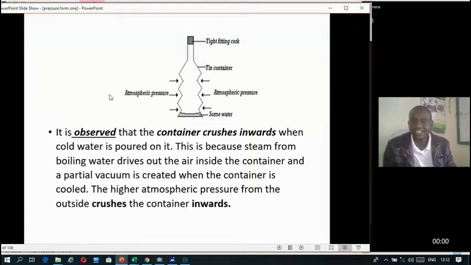So at first the shape is not crushed before you cool it, because in that gap there is steam. So pressure from inside is equal to the pressure from outside, which is actually atmospheric pressure. But during cooling, the vapor condenses and therefore forms water. Where it has been occupying space, there is vacuum. And therefore now the pressure inside is lower than the atmospheric pressure from outside. So the higher atmospheric pressure from the outside crushes the container inwards.